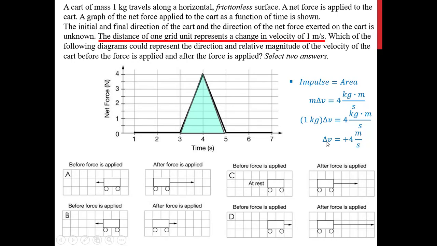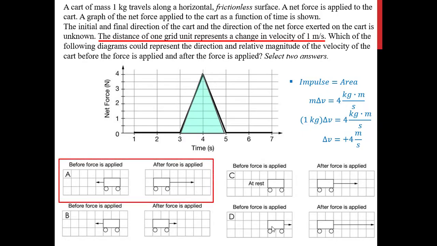But you notice here that my delta v, v being velocity, has a direction, so my change in velocity here is a positive quantity. So which two choices here match this statement? I need to find a choice that tells me the change in velocity is equal to positive 4 meters per second. Well, I'm going to go ahead and pick the top left here, which is A, and D, and I'll show you why I did that.